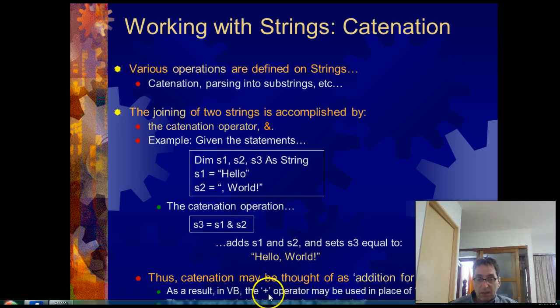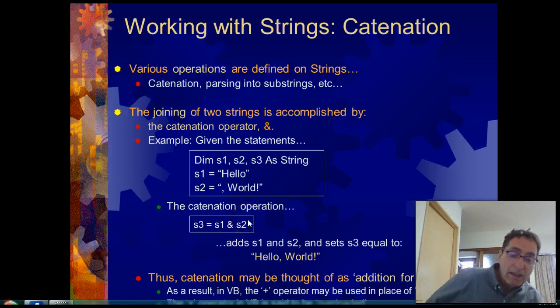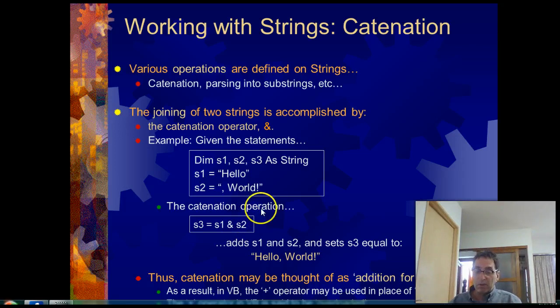As a result, in VB, the plus operator may be used in place of that. So you could actually write, instead of S1 and S2, S1 plus S2 in VB, and I guess that will also work.